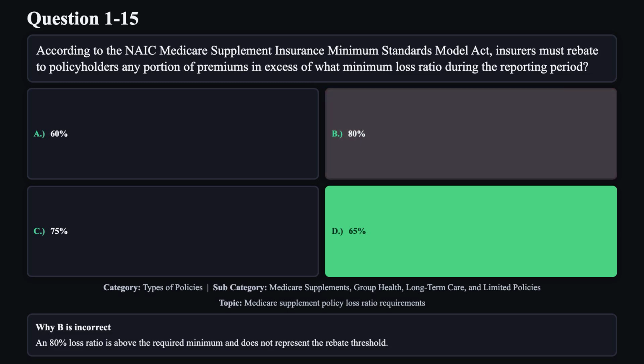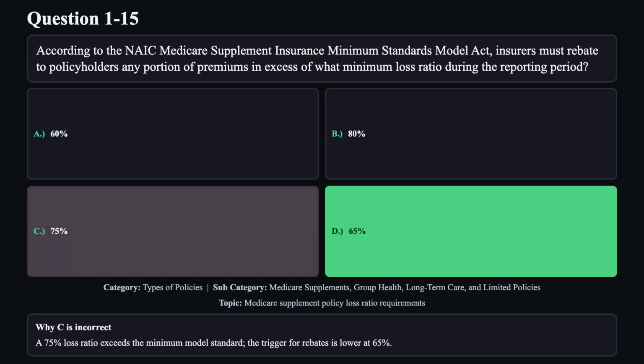Reason B is not correct. An 80% loss ratio is above the required minimum, and does not represent the rebate threshold. Reason C is not correct. A 75% loss ratio exceeds the minimum model standard. The trigger for rebates is lower at 65%.